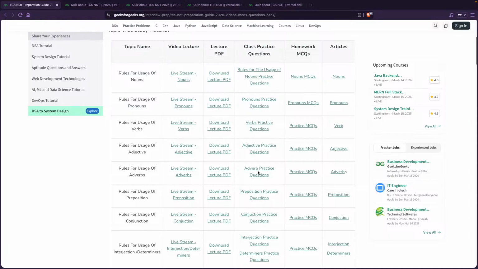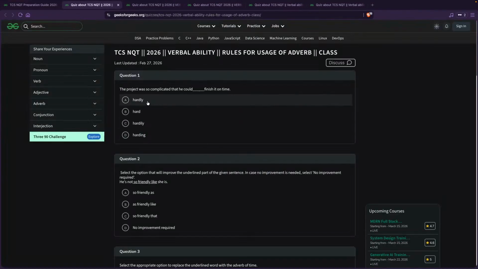Okay, now rules for usage of adverbs. I think we haven't done the adverb thing.